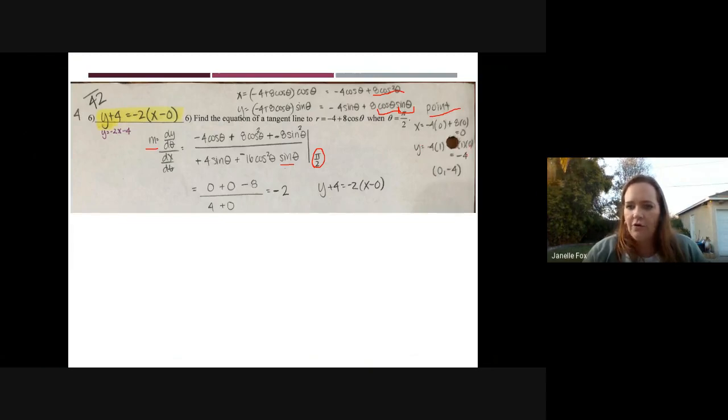I got 0, -4 for my coordinate, and then boom, just like that, I have my equation of the tangent line. I would have left it as y + 4 = -2 times x - 0. You could have distributed stuff, and so another acceptable answer is y = -2x - 4. Either one is totally fine.